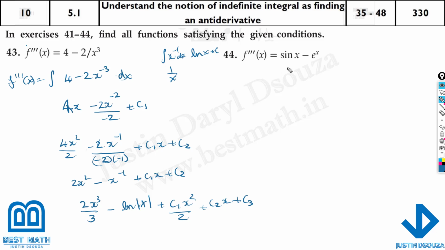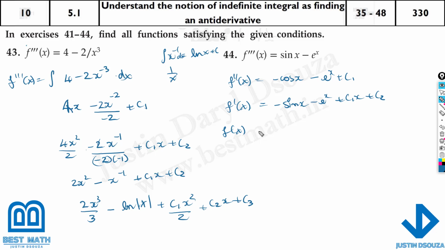What about over here? So this one, it'll be minus cosine x. This is the first time. Okay, f double derivative of x will be minus cosine x minus e to the power x plus c1. First derivative would be, I've integrated once, second time antiderivative now. It'll be minus sine x minus e to the power x plus c1x plus c2.